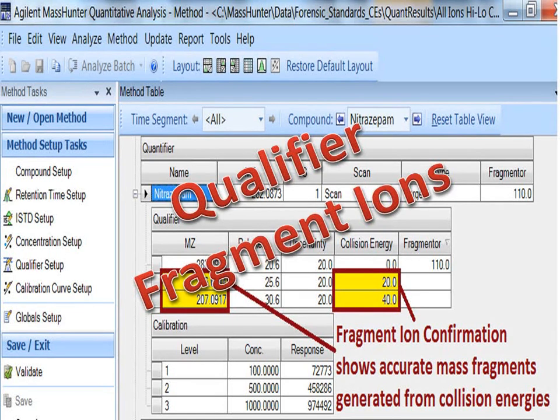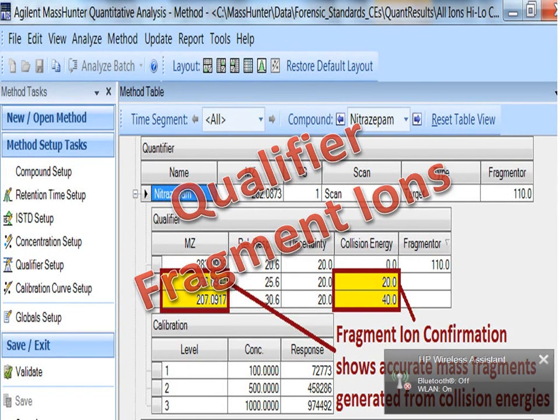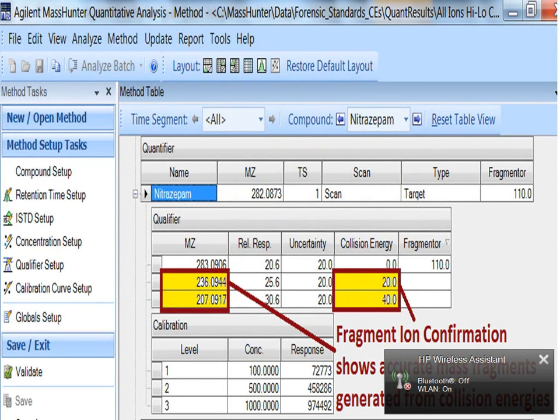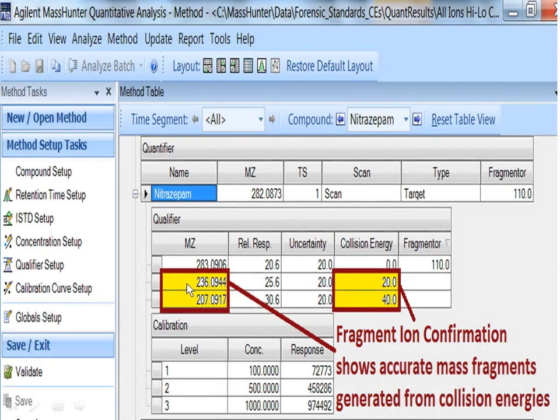So let's further study the qualifier fragment setup for the fragment ions from the high collision energy. You can see here the collision energy of 20 and 40, and these ions are fragmented. They're at a lower mass than the original molecule, and the fragment ion confirmation shows these accurate mass fragments generated from the collision energy, which are specific for the molecular 3D structure, which determines how that molecule fragments given that amount of energy.